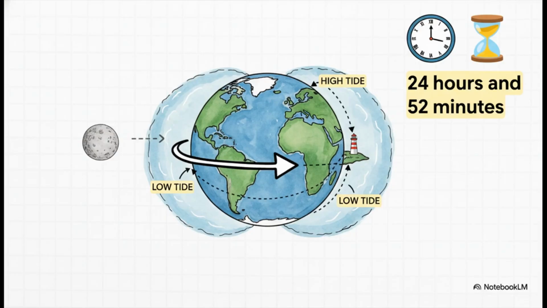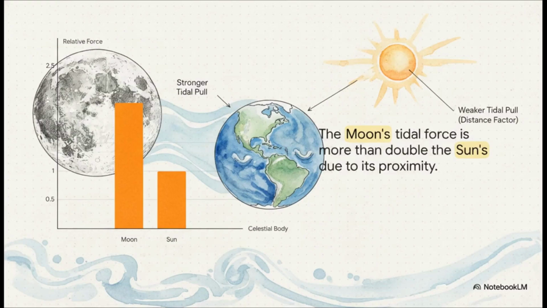This defines the lunar day, which is approximately 24 hours and 52 minutes, the true period of our 2 high and 2 low tides. Now for the sun. While it is vastly more massive than the moon, it is also immensely farther away. And because of that inverse cube relationship we just discussed, distance dominates. The result, as this chart illustrates, is that the sun's tidal force is only about 46% that of the moon's.